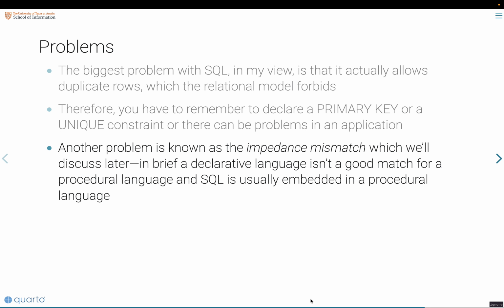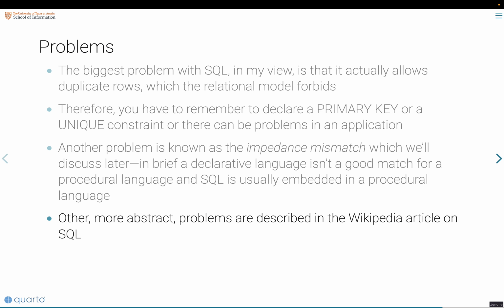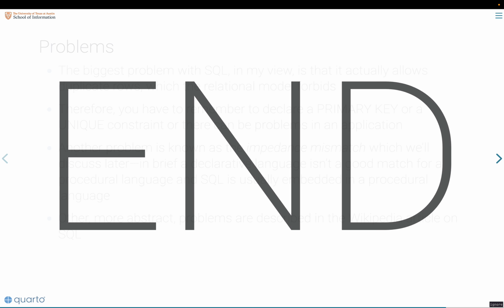Another problem is known as the impedance mismatch, which we'll discover in the lecture on ORMs. In brief, a declarative language isn't a good match for a procedural language, and SQL, which is a declarative language, is usually embedded in a procedural language such as Java or JavaScript. Other more abstract problems are described in the Wikipedia article on SQL that I mentioned earlier.